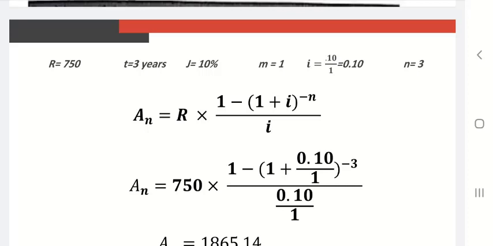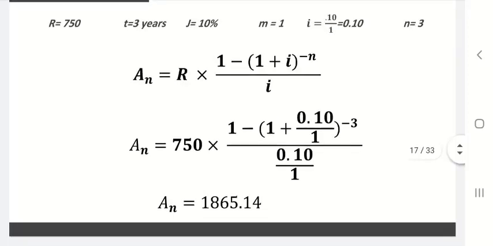By substituting for R equals 750, T equals 3 years, the total time equals 3 years, and the nominal rate 10%, M equal 1, and I equal 10%, and N will be equal to 3, the present value of the ordinary annuity equals 1865.14.